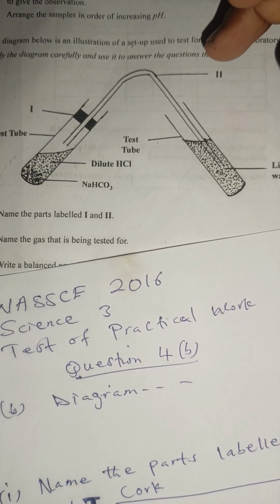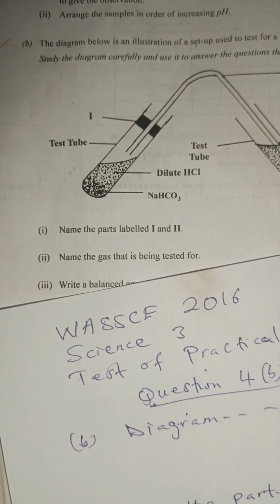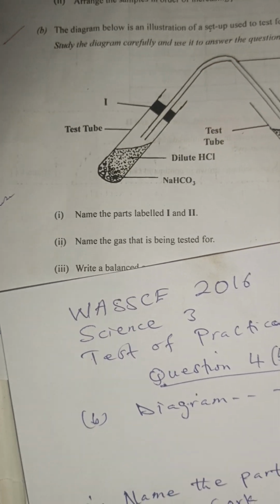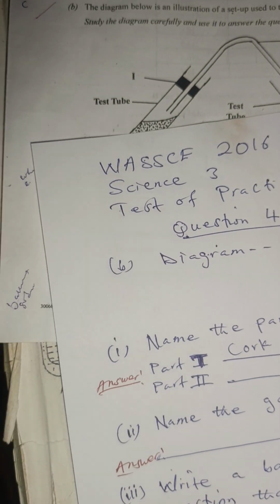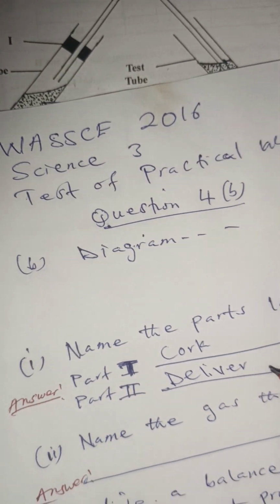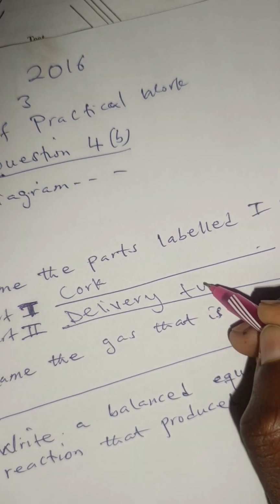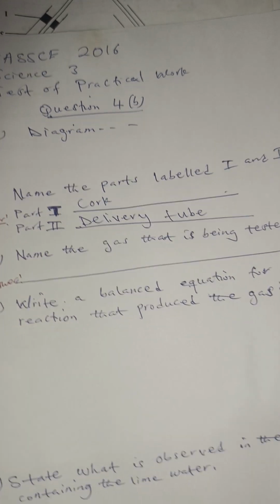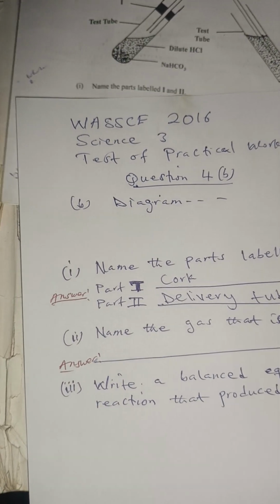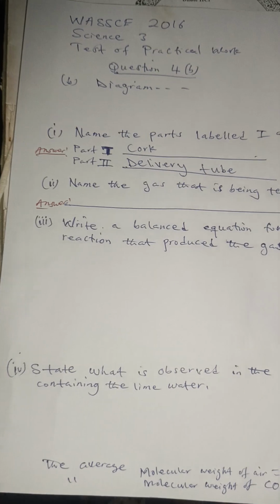Part 2, looking at the part from the diagram, we have it as delivery tube. This is where the gas will pass through when it leaves the test tube. So we have what? Delivery tube. Yes, we have finished answering question 4b, Roman figure 1. Let us move to the next question.